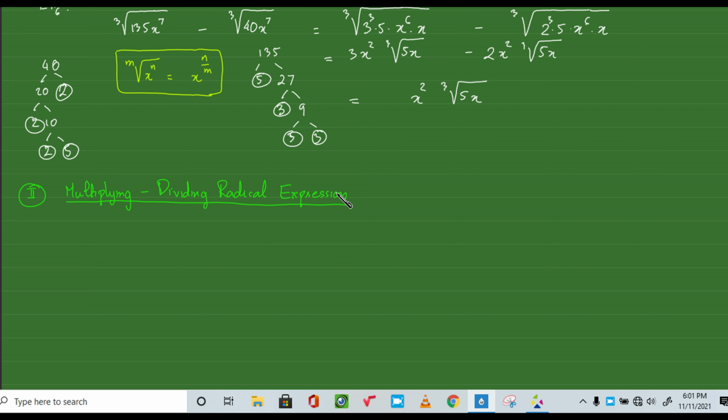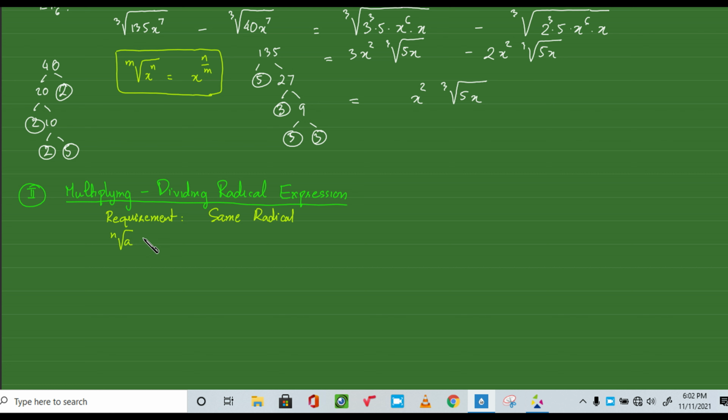Okay, let's see how we're gonna do this. The good thing about multiplying and dividing is that it doesn't have to be the same radicand, it just needs to be the same radical. So the requirement here is same radical. Okay, that's a requirement, and we're gonna apply this formula.